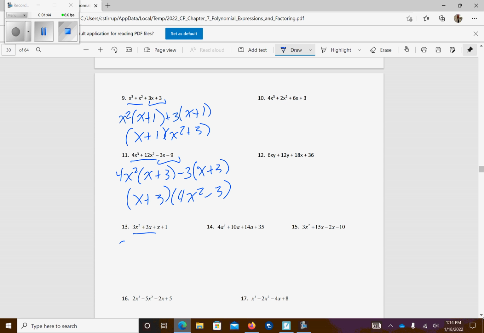Number 13, it looks like I can factor a 3x out of both, so I get x plus 1. I can't factor anything out of there, so I'm going to have a placeholder of 1, and that just stays the same. So my answer becomes x plus 1, and whatever you have left is 3x plus 1.